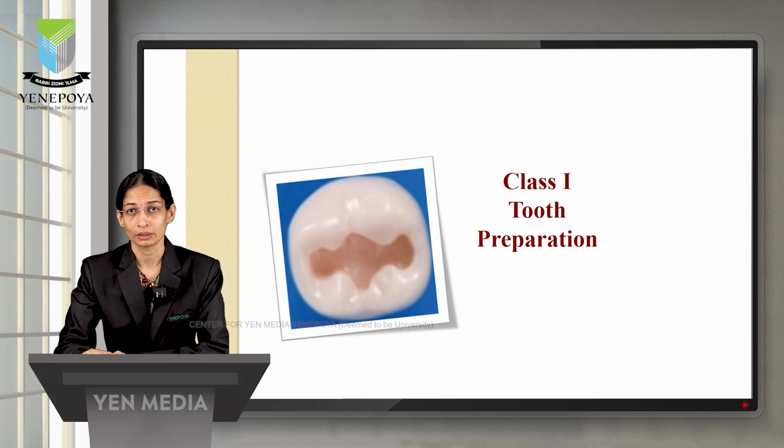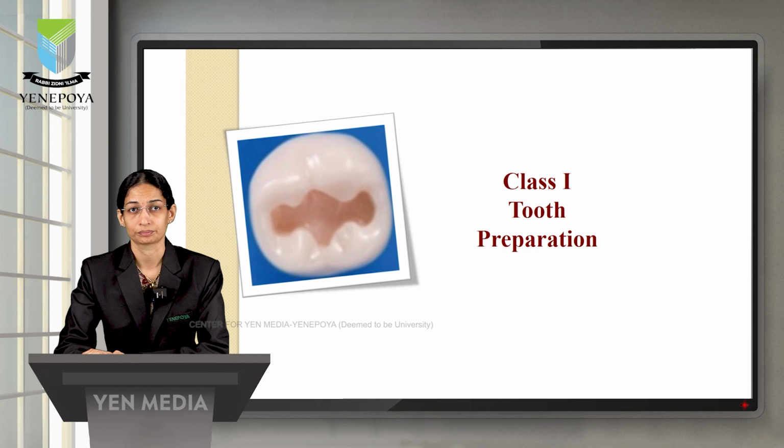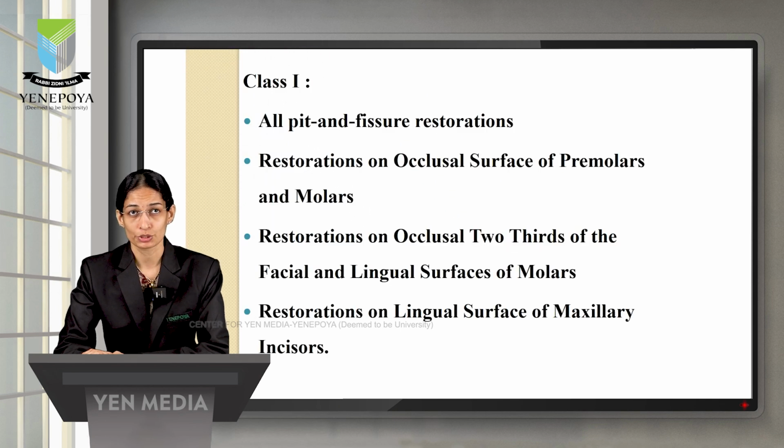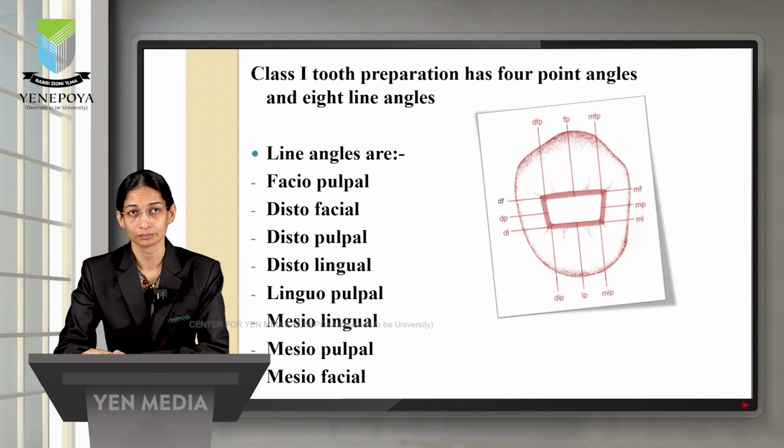Coming to the topic proper, it is Class 1 tooth preparation for silver amalgam restoration. What is a Class 1 cavity? All pit and fissure restorations are termed Class 1 cavities. This will include restorations on the occlusal surface of premolars and molars, restorations on the occlusal two-thirds of the facial and the lingual surfaces of molars, and restorations on the lingual surfaces of maxillary incisors.